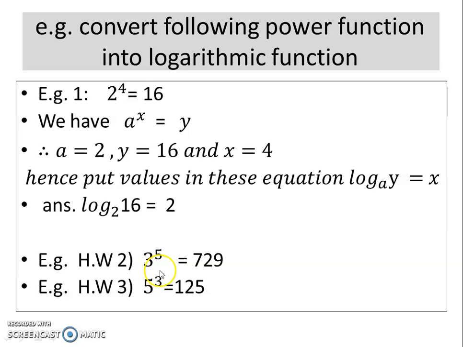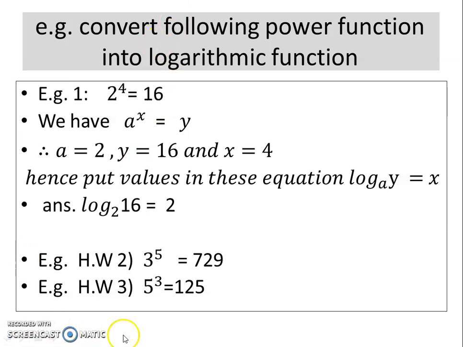For homework, I gave the questions 3 raised to 5 is equal to 243 and 5 raised to 3 is equal to 125. You solve this example and derive the answer: log to the base 3 of 243 is equal to 5 and log to the base 5 of 125 is equal to 3. So I think you may derive all the answers of these two examples.